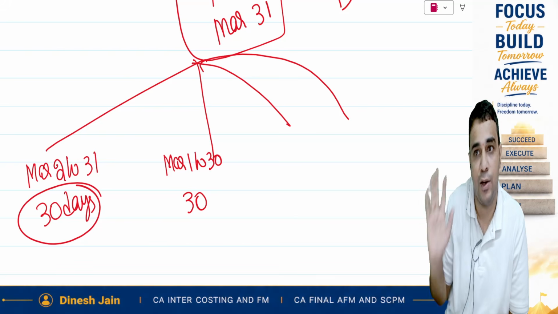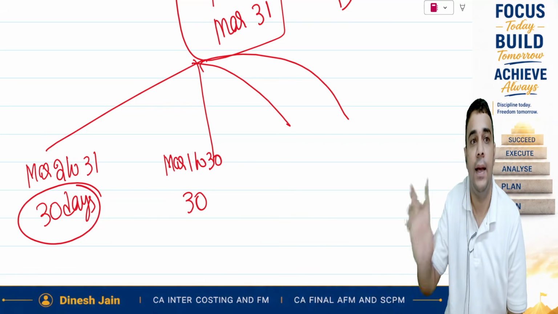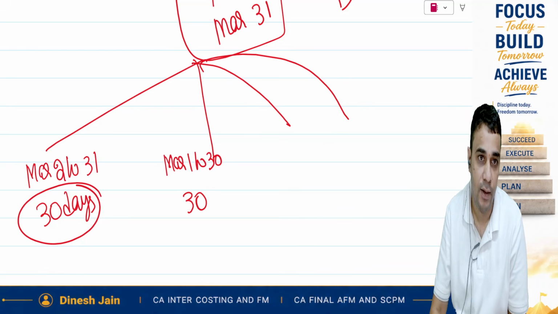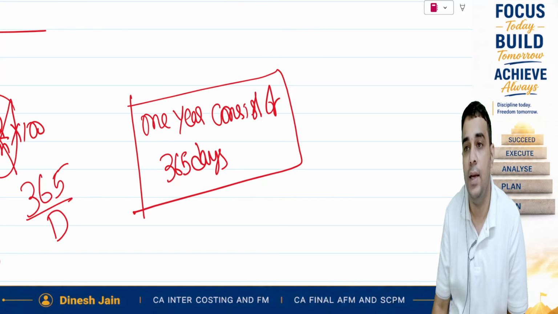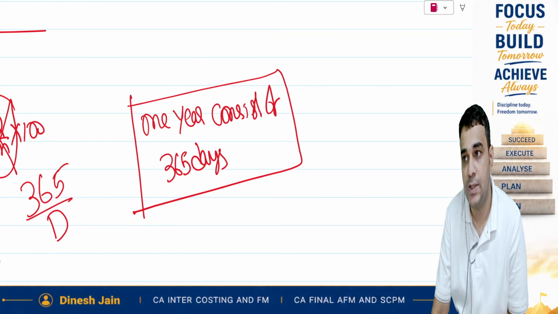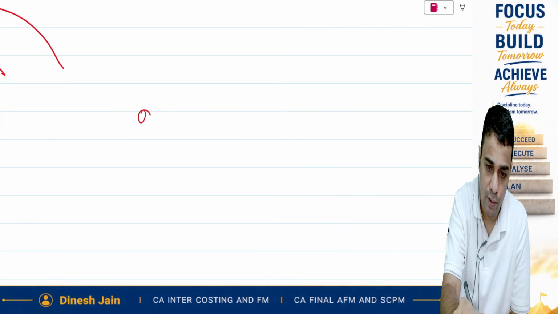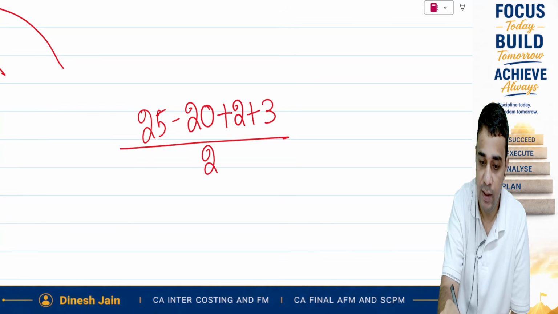So here, coming back to the concept, March 1 to 31 can be interpreted in different ways. The bigger point is, if the question uses the words, 1 year consists of 365 days, be ready to do 365 by D. Any doubts till this? For example, NAV1 25, NAV0 20, D1 2, CG1 3 divided by 20, which is what you generally do.